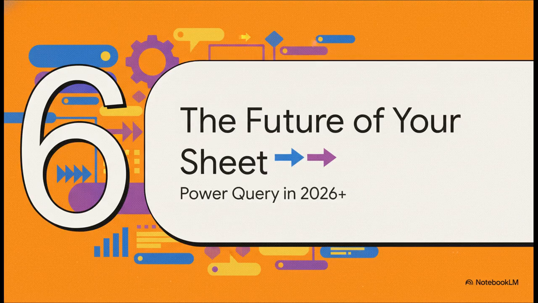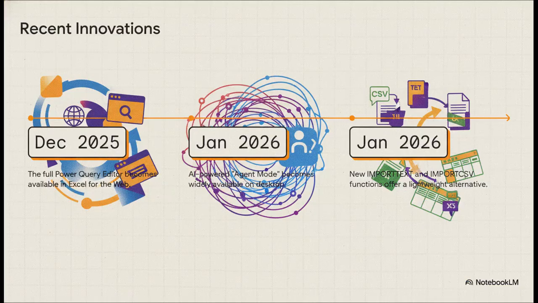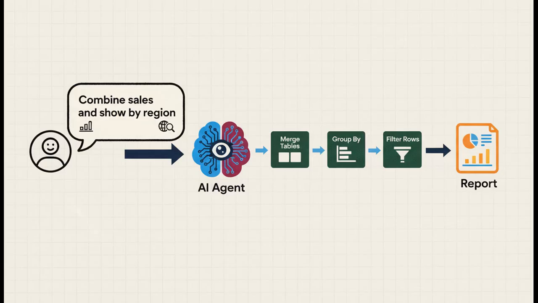All right, let's wrap this up by looking ahead. Because Power Query isn't just some static tool. It is constantly evolving. And what's coming next is genuinely transformative. And the pace of innovation is just incredible. The full Power Query editor just became available in Excel for the web, so you can do all this in a browser. And in early 2026, two massive updates landed: an AI assistant called Agent Mode and new super lightweight import functions. Let's just focus on agent mode for a second, because this is wild.